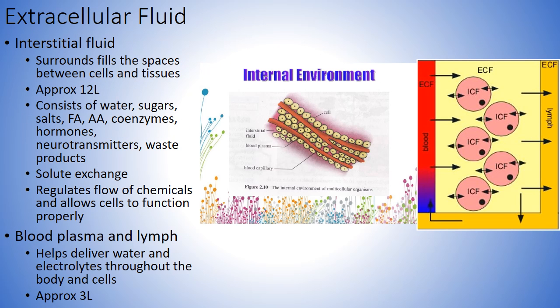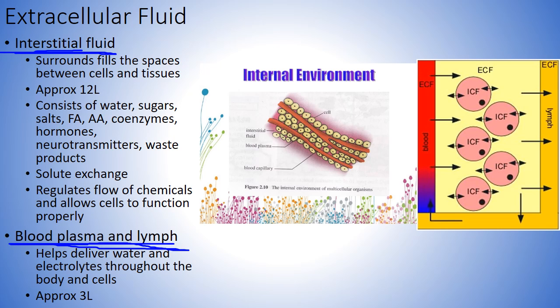Extracellular fluid, just continuing to talk about this topic here, is broken up into a couple different things. We have interstitial fluid, and we've got blood plasma and lymph. These items here are what comprise the extracellular fluid. And what does the interstitial fluid do? Well, interstitial fluid means that it's any fluid that surrounds tissues and cells. It fills spaces between cells and tissues. Again, it's not the fluid that's inside of a cell. It's fluid that surrounds cells and tissues.